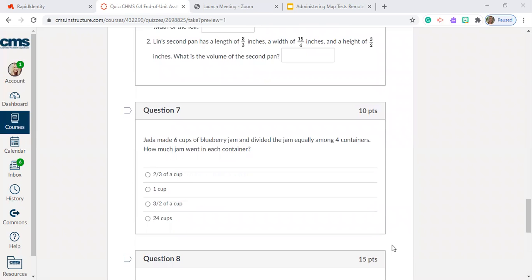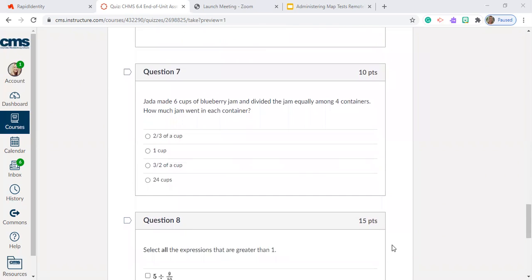Question number 7. Jada made 6 cups of blueberry jam and divided the jam equally among 4 containers. How much jam went into each container? 2/3 of a cup, 1 cup, 3/2 a cup, or 24 cups? Go ahead and pause and do the work for question number 7.